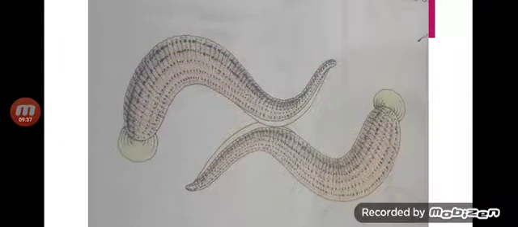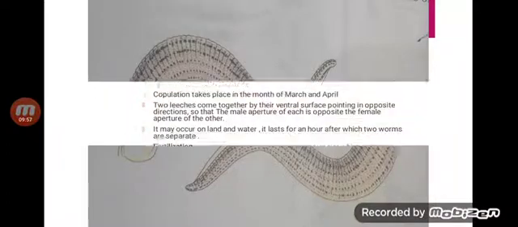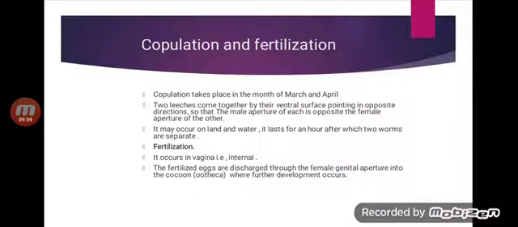the male aperture of each is opposite to the female apertures of the other. The penis of each is inserted into the vagina of the other, and the spermatophores are deposited so that there is a mutual insemination. Copulation may occur on land or in water. It lasts for an hour, after which the two worms separate.